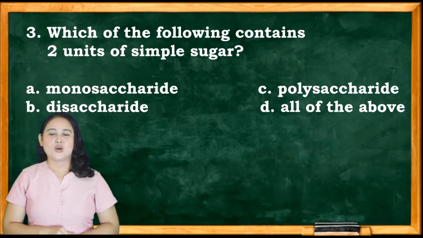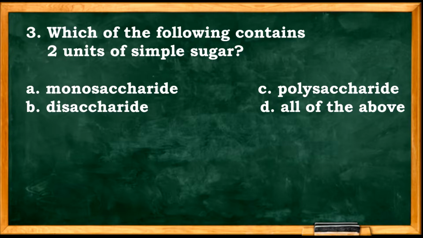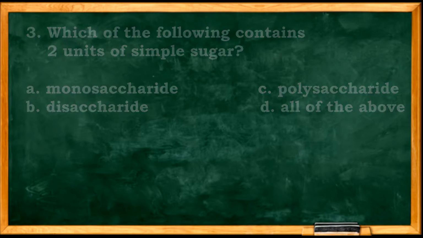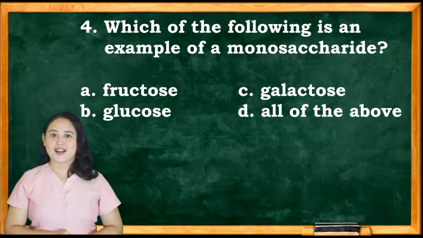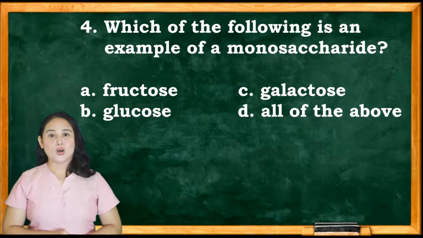Number 3. Which of the following contains 2 units of simple sugar? A. Monosaccharide. B. Disaccharide. C. Polysaccharide. And D. All of the above. Number 4. Which of the following is an example of a monosaccharide? A. Fructose. B. Glucose. C. Galactose. And D. All of the above.